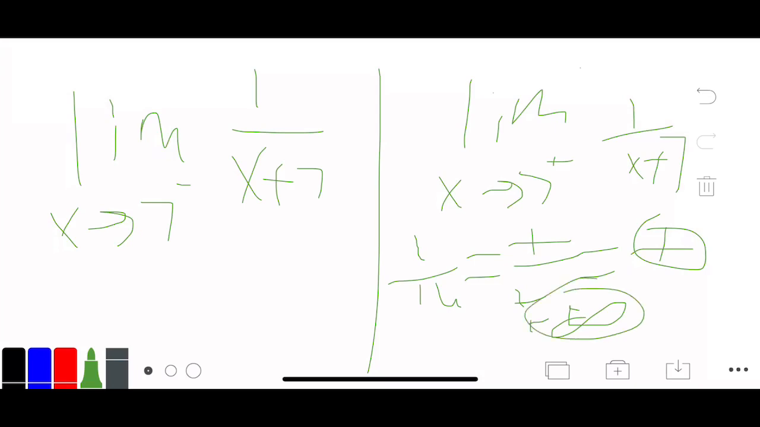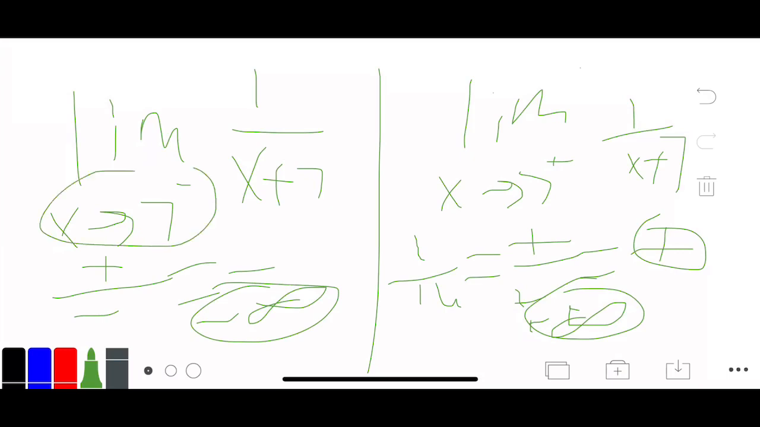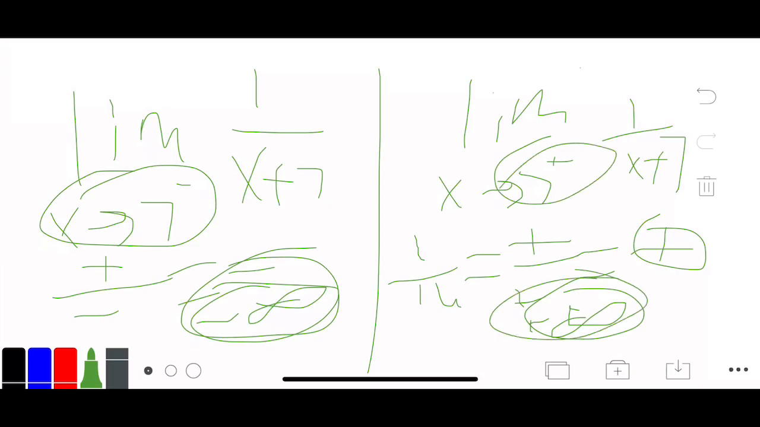For the negative side, it would be 7 plus 7, which is 14, but it would be negative since it's negative at the bottom. So it would be positive over negative, which gives you negative, which gives you negative infinity. And there you go. As x approaches 7 from the left, we get negative infinity. Approaching from the right, we get positive infinity. So that's how you do that.